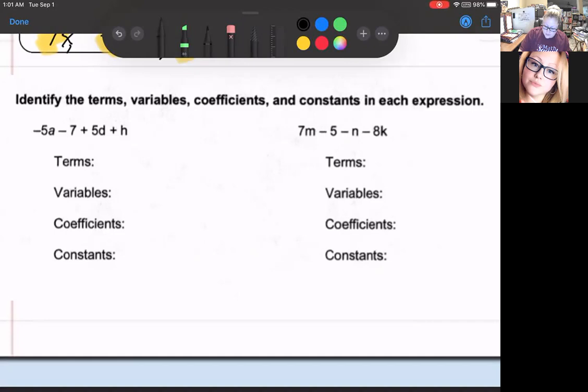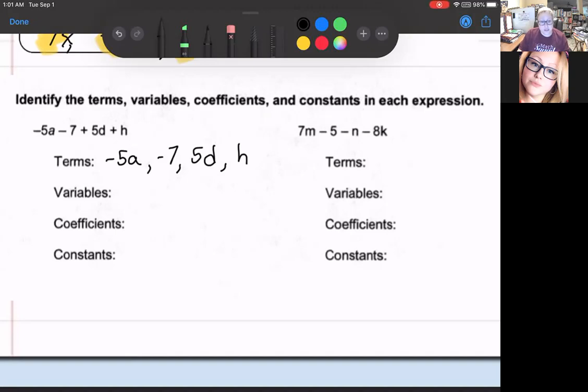That negative 7, that 5d, and that h are terms. They're all terms. Oh, there we go. Sorry. Little delay. Variables. What are variables?